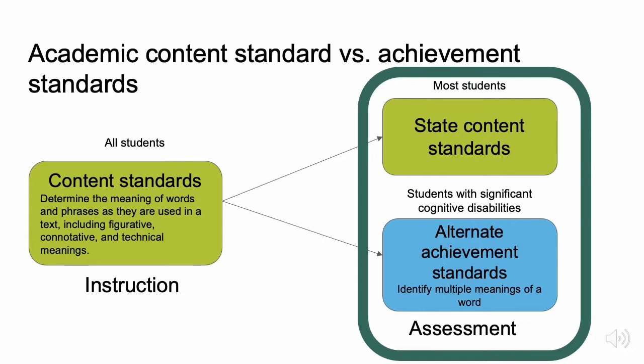The right part of the flowchart is highlighted with an outline. There are two boxes under the heading Assessment. The top box subheading reads Most Students. Inside the box are the words State Content Standards. The bottom box subheading reads Students with Significant Cognitive Disabilities. Inside the box are the words Alternate Achievement Standards. Identify multiple meanings of a word.